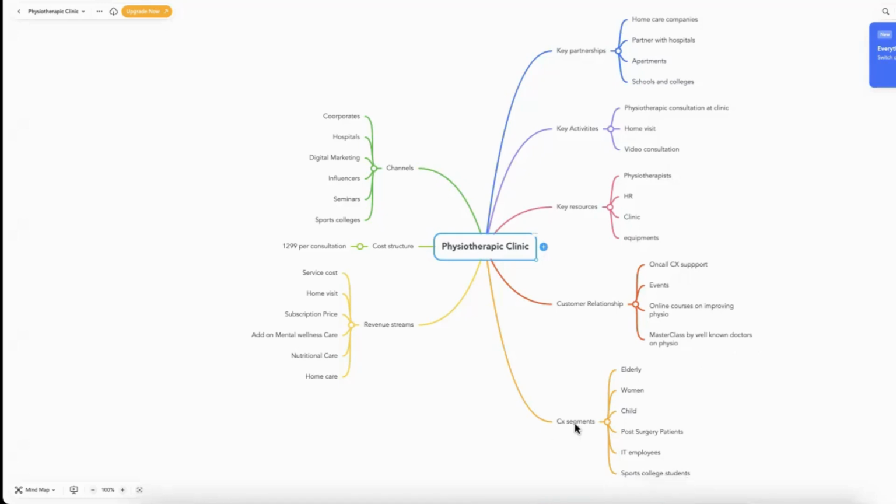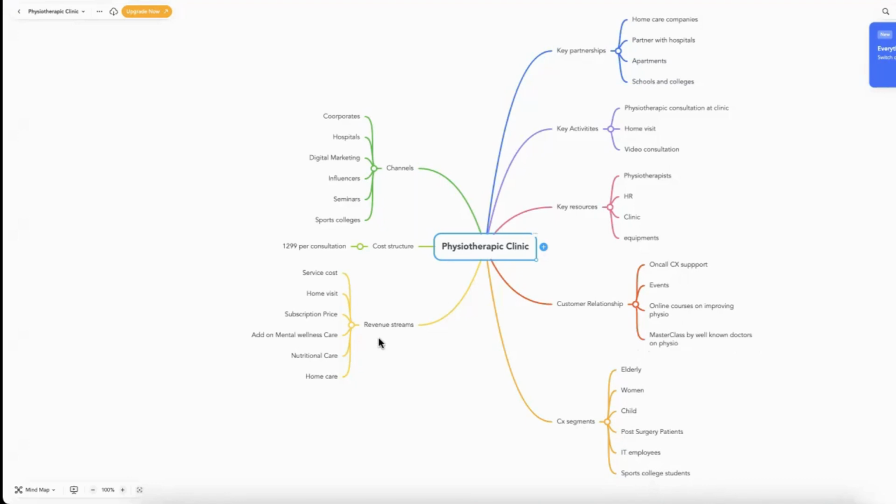Then comes the customer segment. So we have multiple customer segments for this. Elderly people, women, maybe after prenatal or postnatal care, child care, post-surgery patients, IT employees, sports college students, etc.